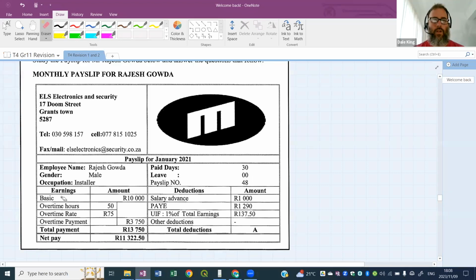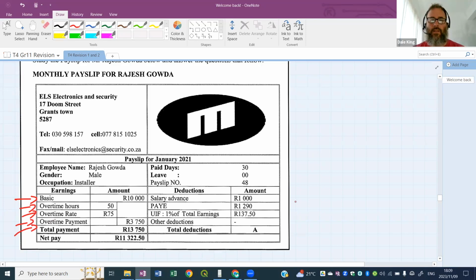On the left, we have the earnings or the income, and on the right we have the expenses or the deductions. Usually on the left you have what's coming in, and on the right what's going out on the pay slip. So let's have a look at what's coming in on the earnings side. We have a basic salary here in this row of 10,000 Rand, and then the next two rows are the overtime hours, and that gives you an overtime pay in that row, and then we give you a total income or total salary of 13,750.